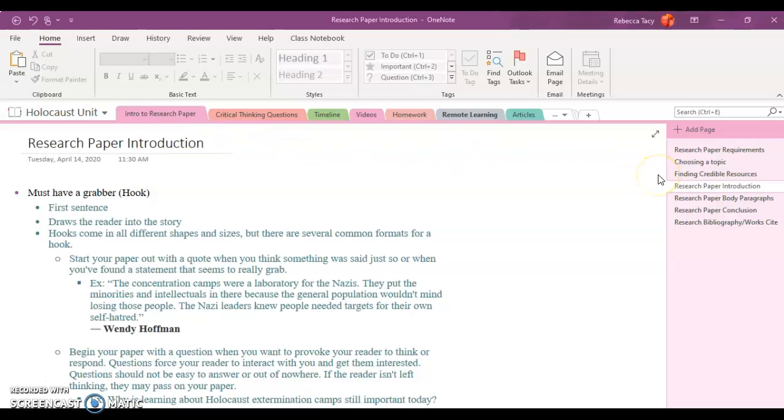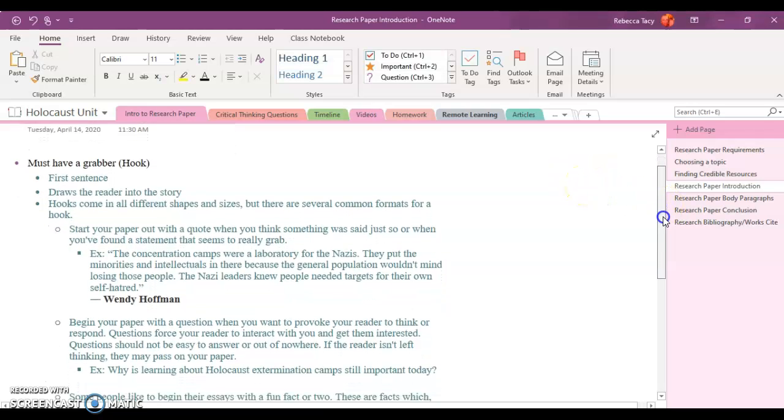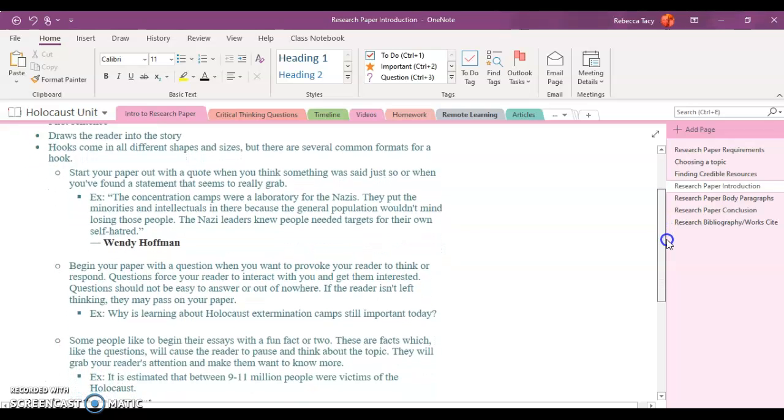The first sentence of your paragraph, you must have a grabber. This is the first sentence. It's also known as the hook. The reason why they call it a hook is just like fishing. You want to snag your reader's attention and reel them in, and make them interested in what you are writing. You want them to want to read your paper. Even though there are different ways to do hooks, I included some really common ones for you to look at, just kind of use for reference, and I gave some examples.